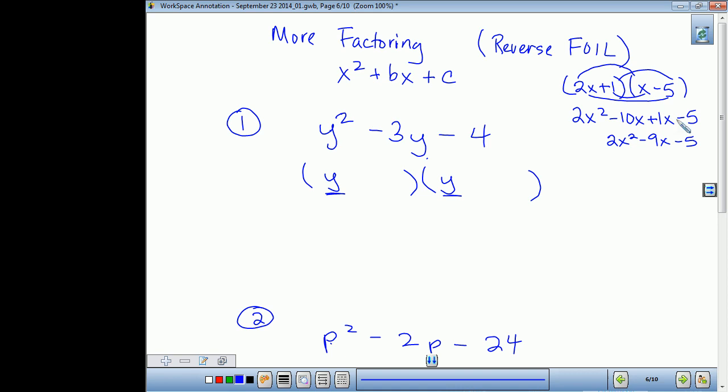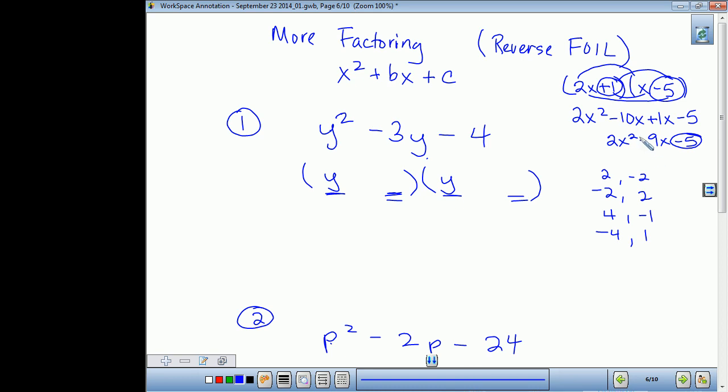Now this last term, guys, do you see this last term came from multiplying the last ones. So when I look at this last term, I know that these two as a product should give me negative 4, shouldn't it? Okay, so let's think of our factors of negative 4. It's going to be 2 and negative 2, or negative 2 and 2, 4 and negative 1, or negative 4 and positive 1. These are my possibilities.